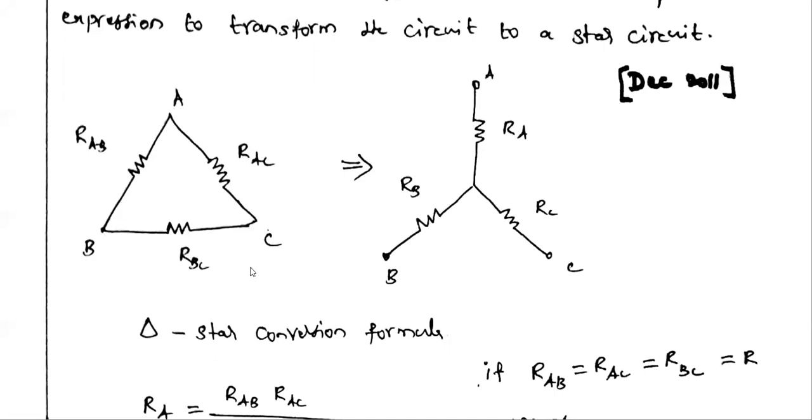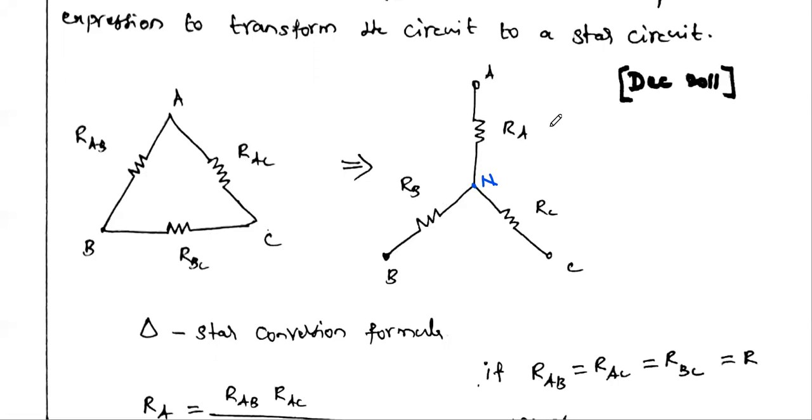So we may convert this delta connection into star. In the star network, you have to take one neutral node, in addition to A, B, C. In between A and neutral one resistance is connected, in between B and neutral one resistance, and in between C and neutral one resistance. Here you take the resistance connected at node A as RA, the resistance connected at node B as RB, and the resistance connected at node C as RC.